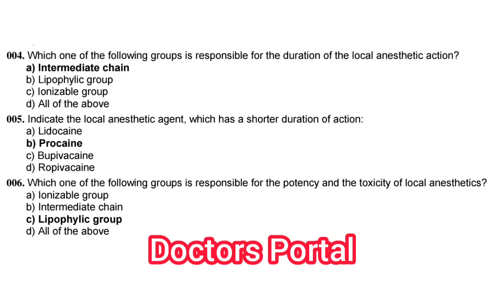Fourth question, which one of the following groups is responsible for the duration of local anesthetic action? The answer is intermediate chain. Fifth, indicate the local anesthetic agent which has a shorter duration of action. The answer is procaine, second option.